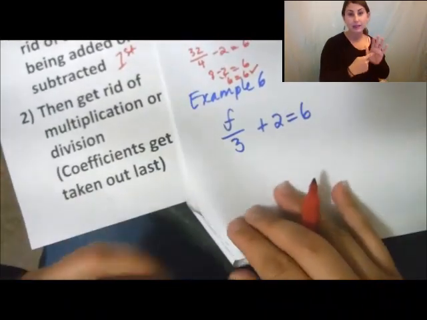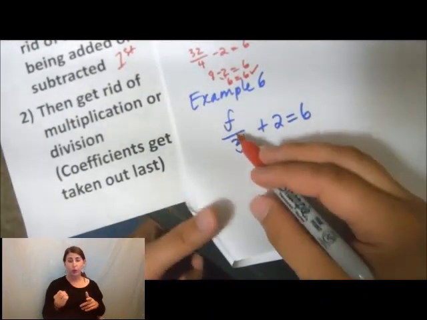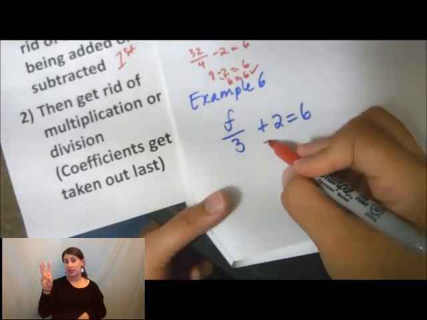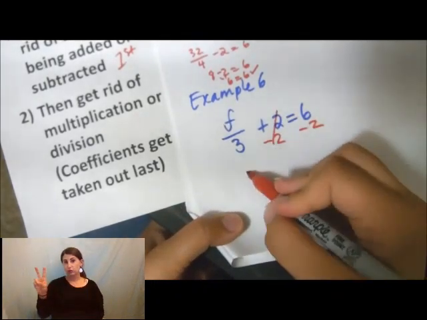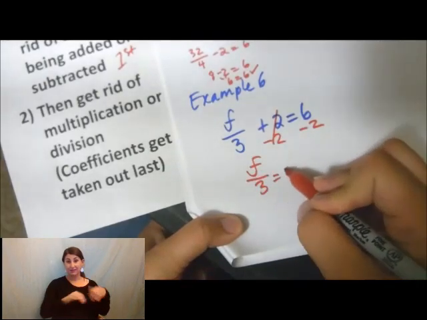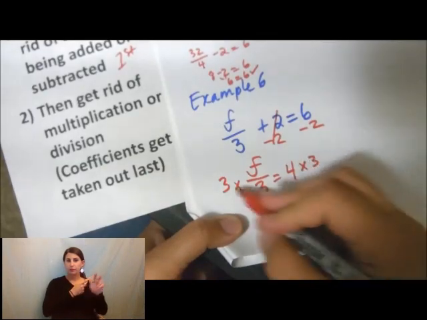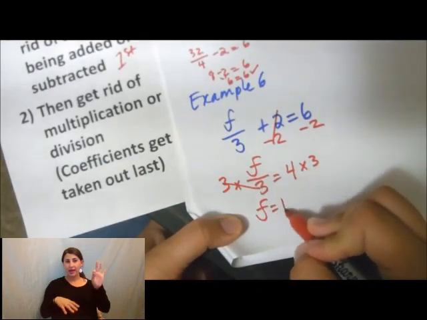All right, let's try the next example. So I have f divided by 3 plus 2 equals 6. I'm going to minus 2 on both sides. So f divided by 3 equals 4. Then I'm going to multiply by 3 on both sides. F equals 12.